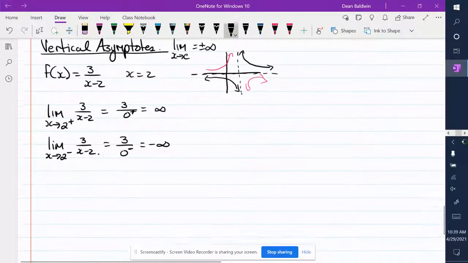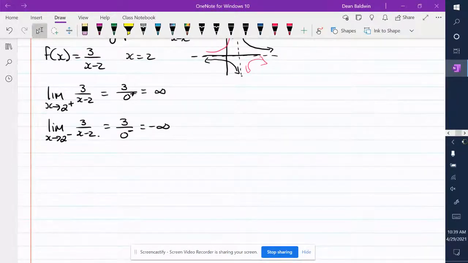So let's do a graph we don't know. Okay.